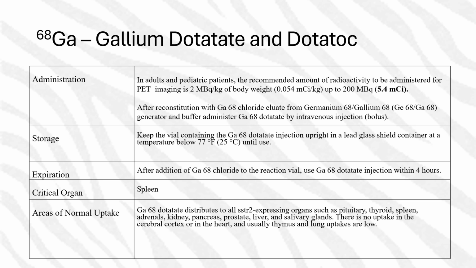It is stored at room temperature. It expires typically within 4 hours. Critical organ for this one is the spleen. And the normal biodistribution is pituitary, thyroid, spleen, adrenal glands, kidneys, pancreas, prostate, liver, and salivary glands. There's no uptake in the cerebral cortex or in the heart. And usually there is some uptake in the thymus and the lung, but this should be very low uptake.